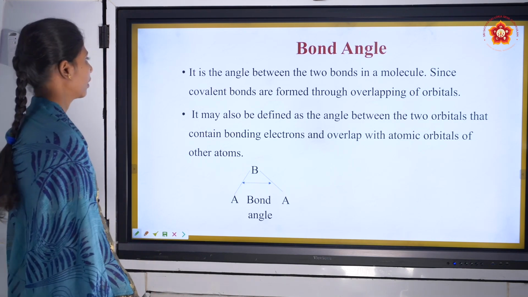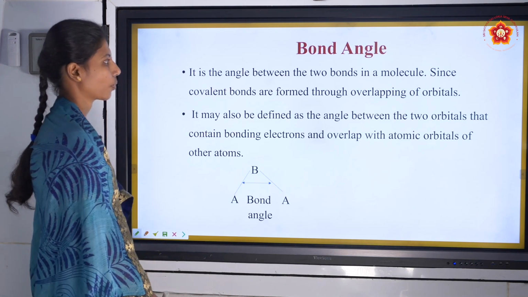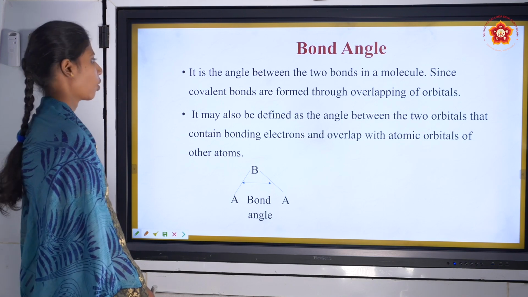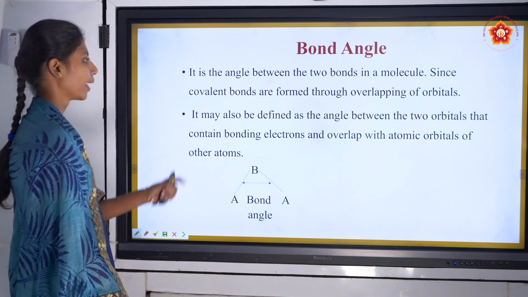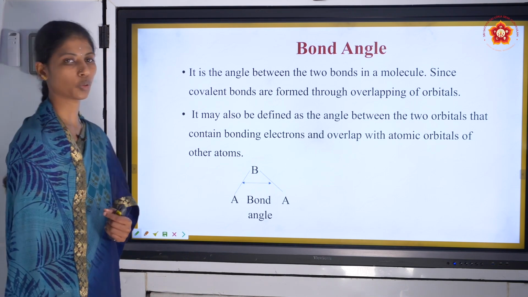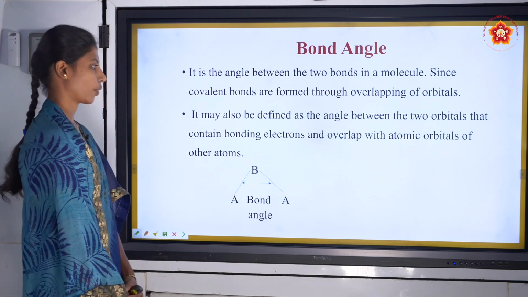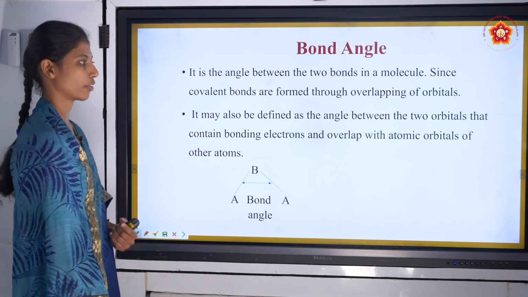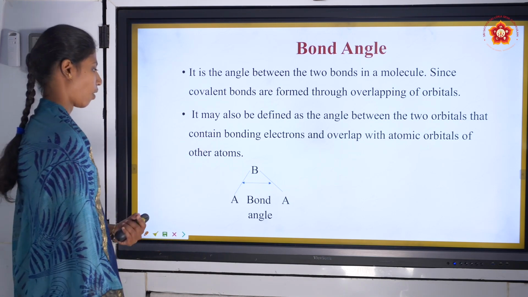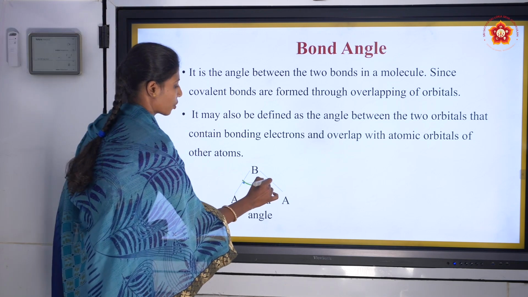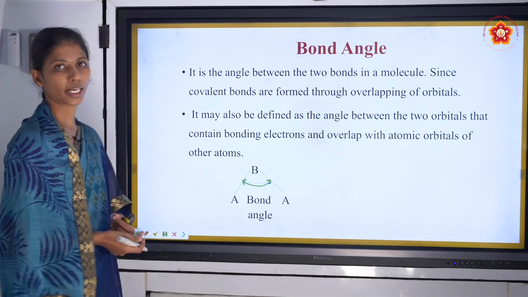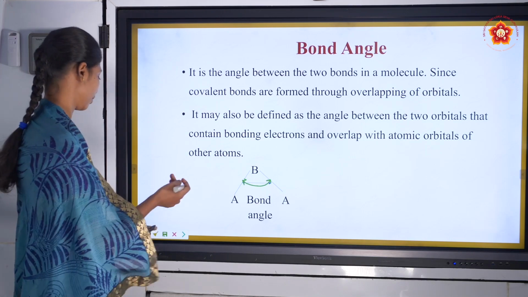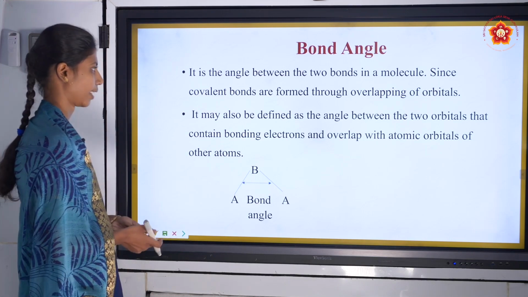Next, bond angle. It is the angle between the two bonds in a molecule. Since covalent bonds are formed through overlapping of orbitals, it also depends on the angle between the two orbitals that contain the bonding electrons and overlap with atomic orbitals of other atoms. Here this arrow shows how we measure the bond angle. Examples are the water molecule and methane, discussed in the next slide.